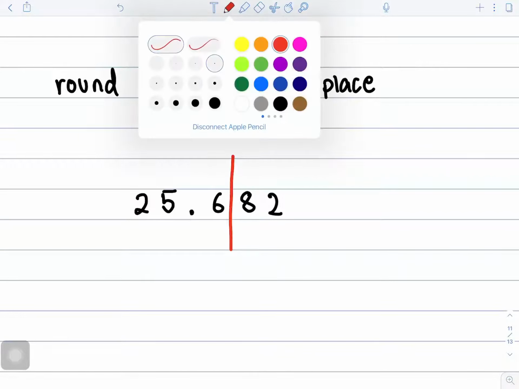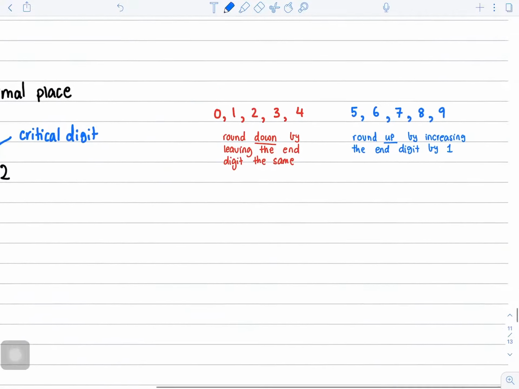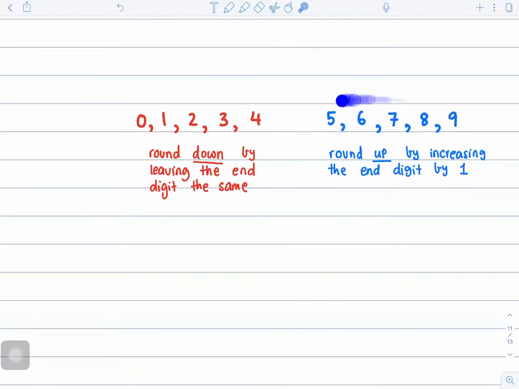In this case, our critical digit is always the digit right after the cutting point. So our critical digit would be the digit 8. Now, if our critical digit is between 5 and 9, including 5 and 9, we round the number up by increasing the end digit by 1. And if our critical digit is between 0 and 4, then we round the number down by leaving the end digit the same.